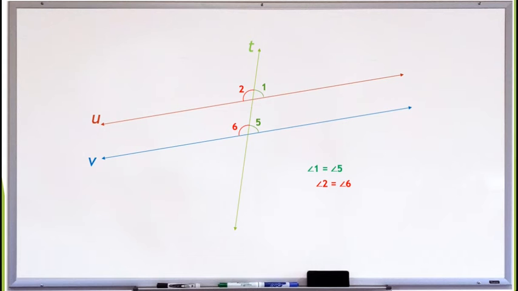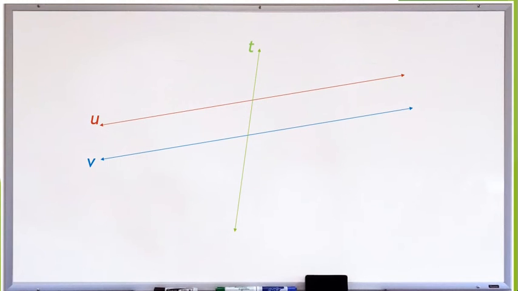For our third pair, we have angles 3 and 7. And since corresponding angles have equal measures, we can also say that angle 3 is equal to angle 7, or the measure of angle 3 is also equal to the measure of angle 7. For our fourth and final pair of angles, we have the angles 4 and 8. Again, and for the last time, this is a pair of corresponding angles.